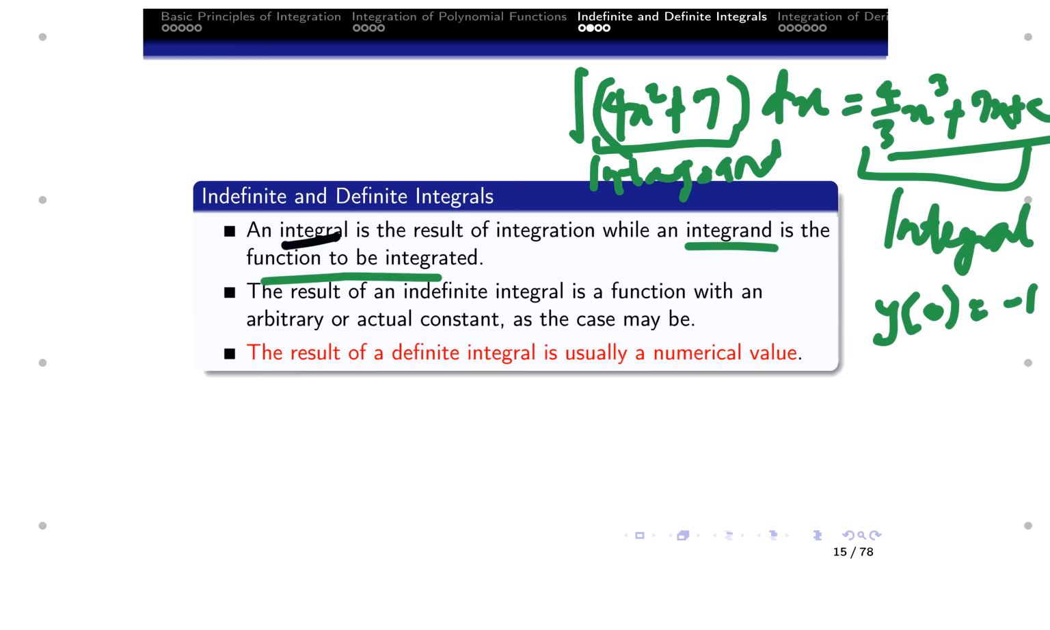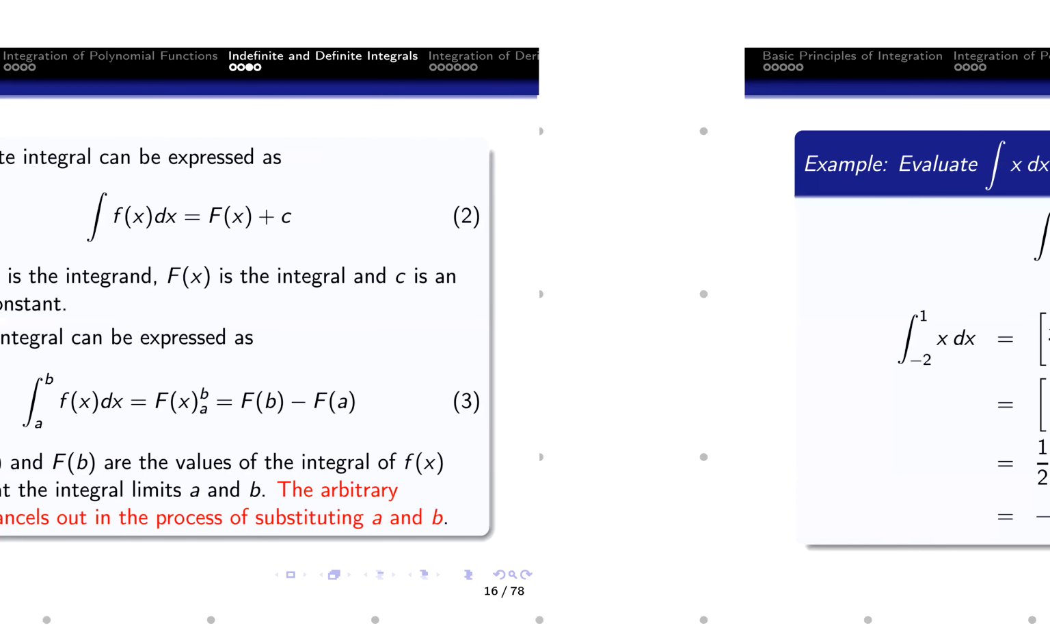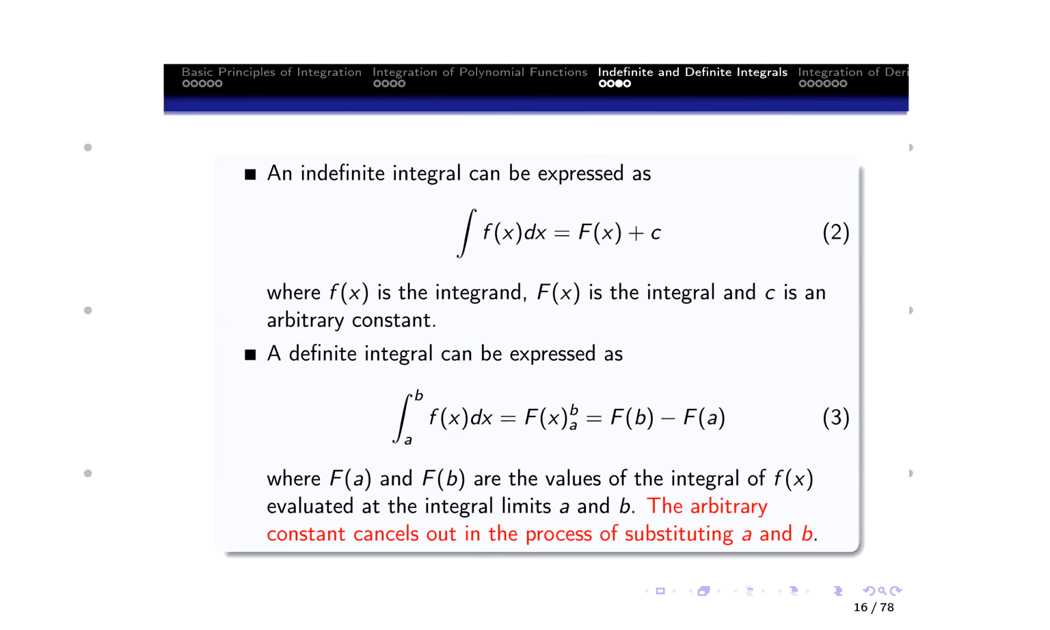Okay, let's see in slide 16 the actual differences between indefinite and definite integrals. An indefinite integral can be expressed as the integral of f of x dx equals big F of x plus c. So this is the integrand, this is the integral, and this is your arbitrary constant. So you always have your arbitrary constant or even an actual constant, right? Where f of x is the integrand, like we said, big F of x is the integral, and c is an arbitrary constant. So here it is an indefinite integral, even if you have extra information to get your c, as far as you end up having something in terms of x.